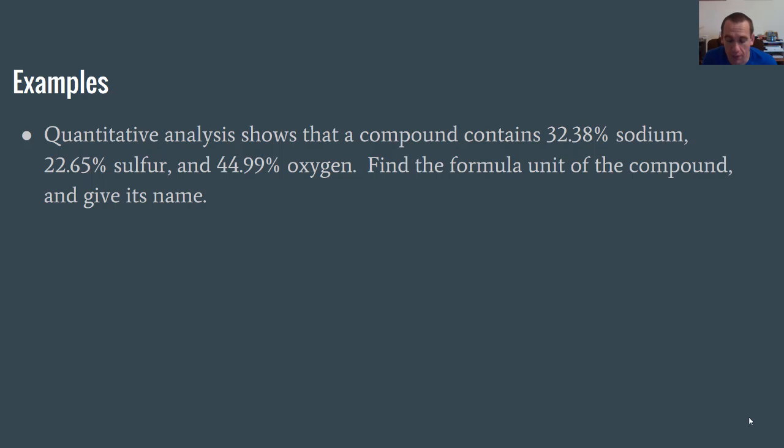Let's look at an example problem where we're trying to determine the formula unit of a compound. It's ionic, so the formula unit is all we need for this. I know it's ionic because it's got sodium, sulfur, and oxygen in it.